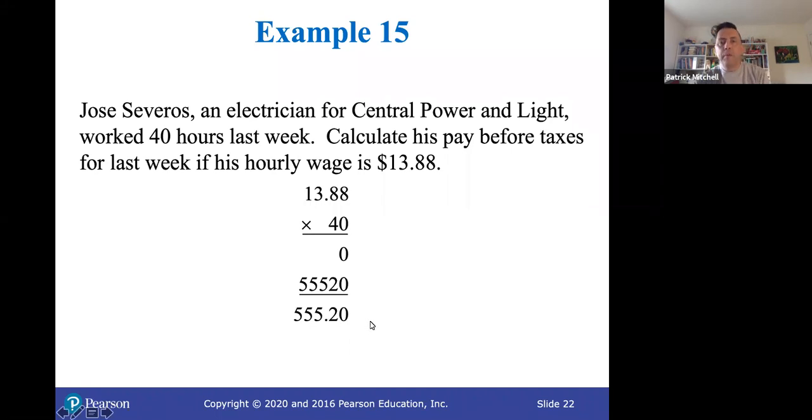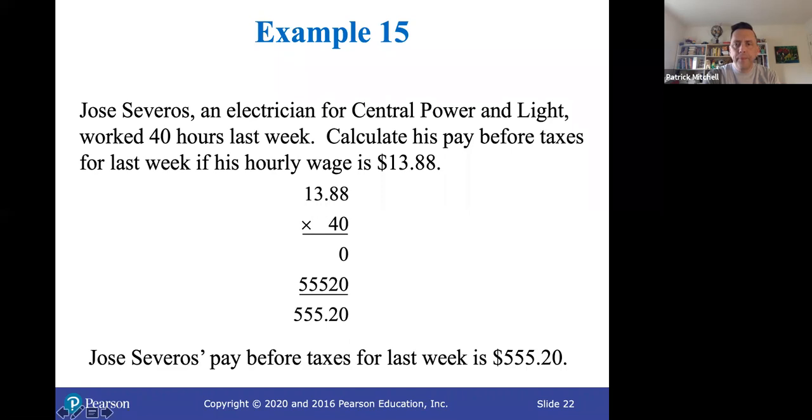Okay. This would be another great one to estimate. Estimating will catch just about any kind of mistake you could make with placing the decimal point. All right. So if you rounded 13.88 to 14, 14 times 40 is 560, which is very, very close to this answer. All right, so his pay before taxes was $555.20. And that's the end of 5.3.